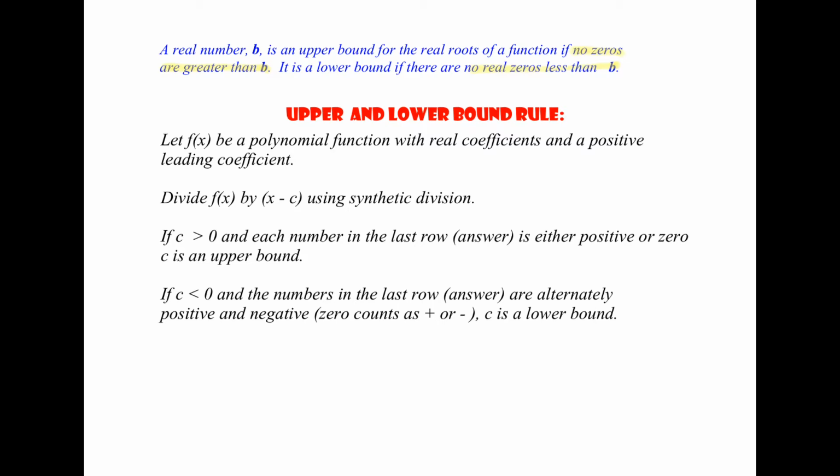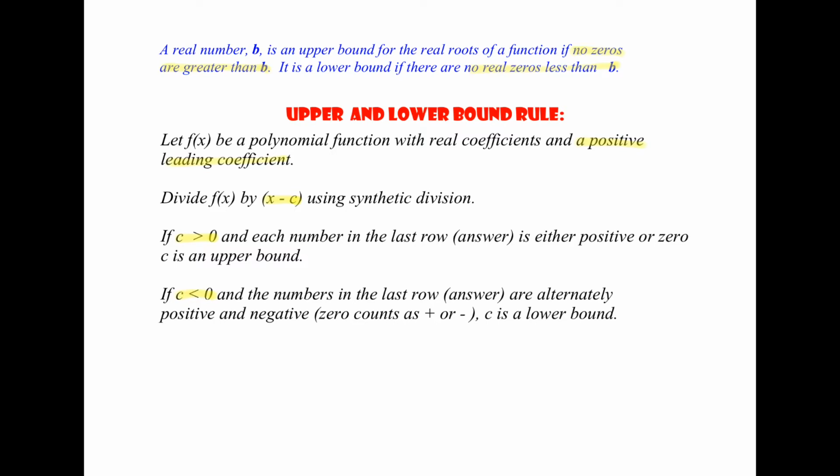Let f of x be a polynomial function with real coefficients and a positive leading coefficient. So if all this stuff is true, we're going to divide f of x by x minus c using synthetic division. If we're doing an upper bound, we're going to pick c values that are greater than 0. If we're looking for a lower bound, we're going to pick c values that are less than 0.